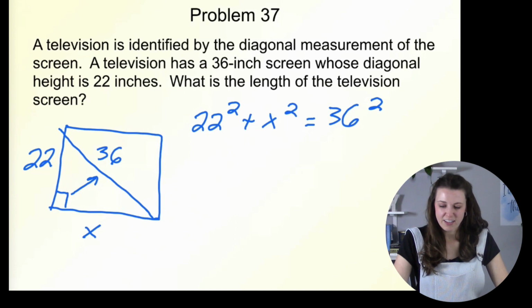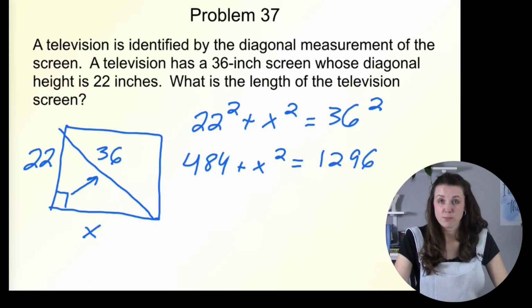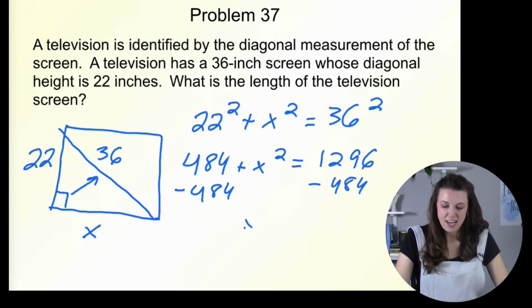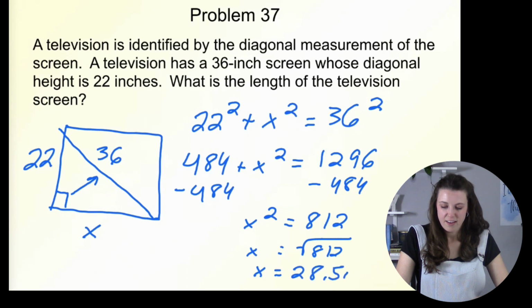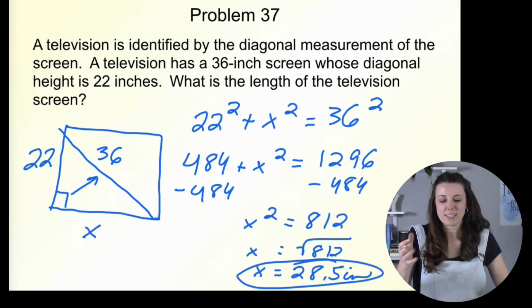Okay, so I have here 484 plus x squared equals 1296. Now I'm just going to do the algebra, subtract the 484 from both sides. And I get x squared equals 812. So take the square root of that 812. And I get x equals 28.5 inches right there.